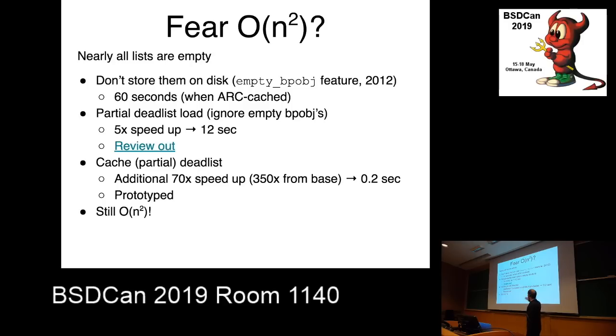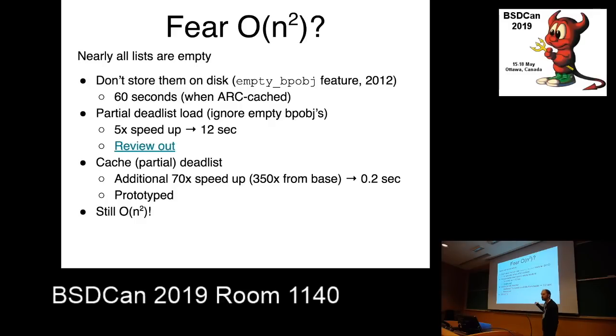The cool thing about caching this partially loaded deadlist is that we get a huge extra speedup, 70x, bringing this down to much less than a second. I prototyped that, and it works pretty well. You still have the 12 second penalty the first time you ask this question, but if we keep it cached, you boot up, pay this tax once, and then you're fine.